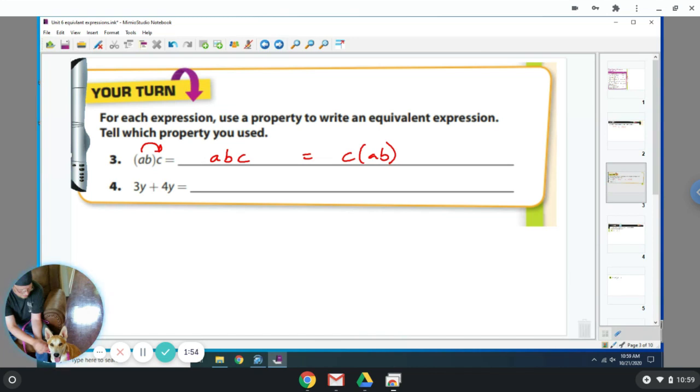Okay, next one is just combining like terms. So you have 3y's plus 4y's. So if you already have 3y's and you put your fingers out, 1, 2, 3, and you're going to add 4 more y's, that's basically just doing 3 plus 4, which is 7, but then there's 7 y's. So you have to leave the y on. Okay.